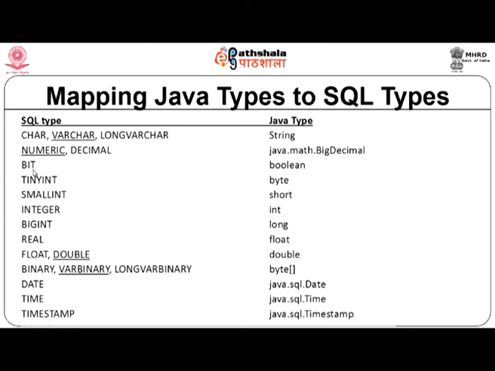If the SQL type is bit, then it is mapped to boolean in Java, and similarly you can see tiny integer is mapped to byte, small int is mapped to short in Java, integer is mapped to int in Java, and big int is mapped to long. Date is mapped to java.sql.Date, time is mapped to java.sql.Time, and timestamp is mapped to java.sql.Timestamp. So, you need to know how these SQL types are mapped to Java types.